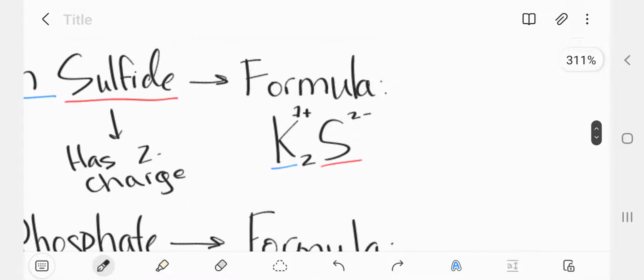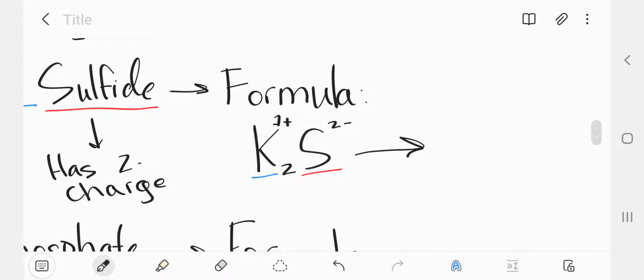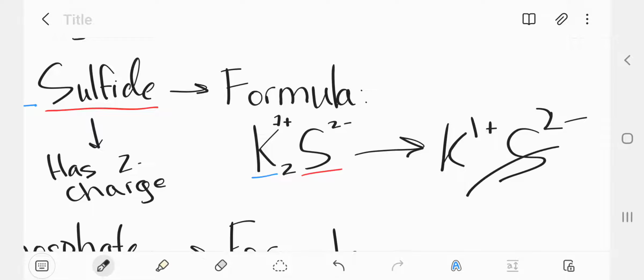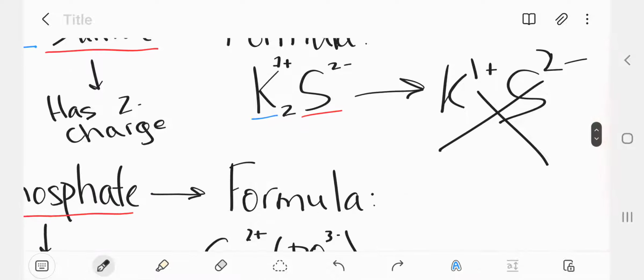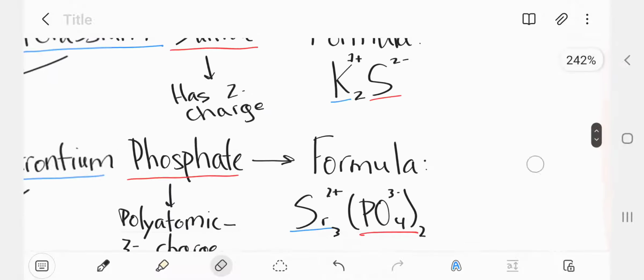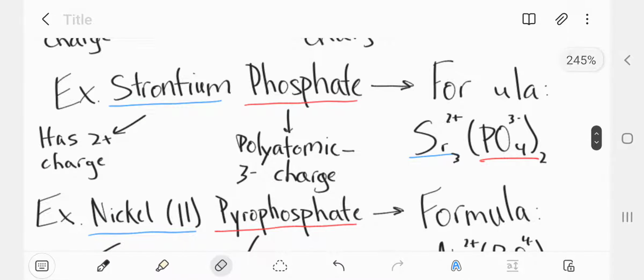The other way you could do this is the crisscross method. This is very similar. How the crisscross works is that you take your elements, write their charges, and then you just crisscross the numbers on both sides. If you do it that way, it actually comes to the same thing. If you crisscross it, it becomes K2S1, or just K2S, which is the same thing we got up here. You can do that crisscross method if you like that more. It may be faster for you, or you can work it out logically, whatever way works for you.